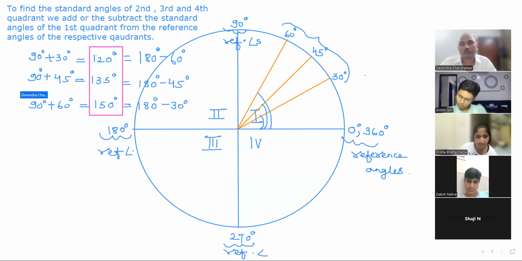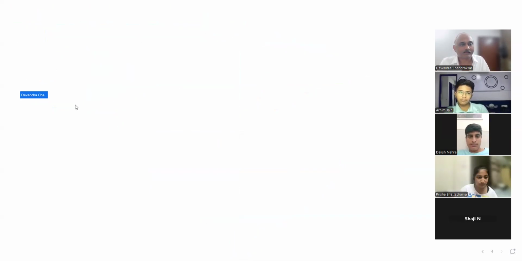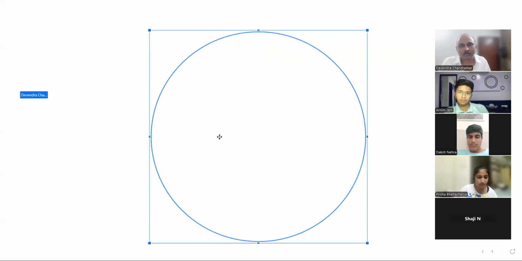Very good. So you got it very correct. For the third quadrant, it is 210, 225, and 240. For the fourth quadrant, it is 300, 315, and 330 degrees. Right. So let's move ahead to the next awareness of the quadrants. I'll draw it again.